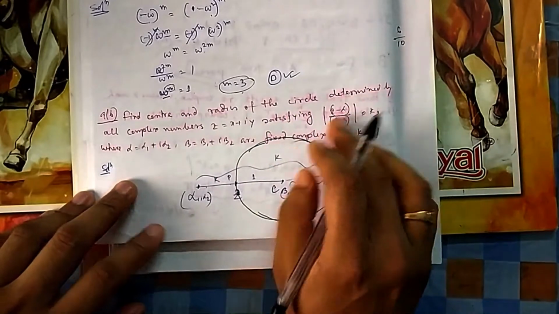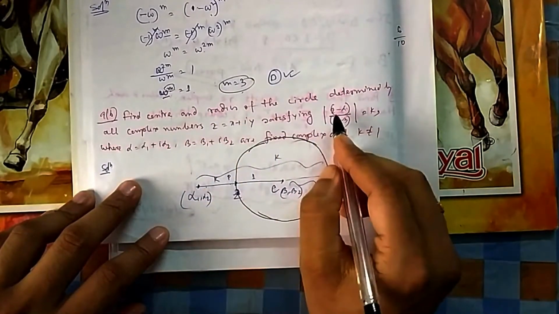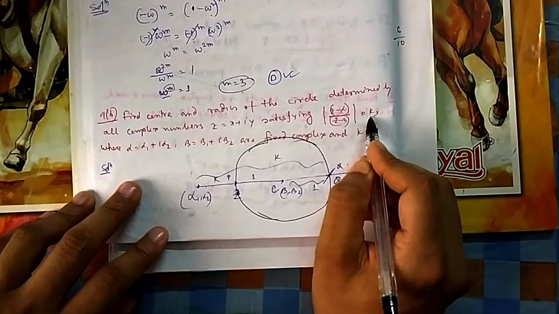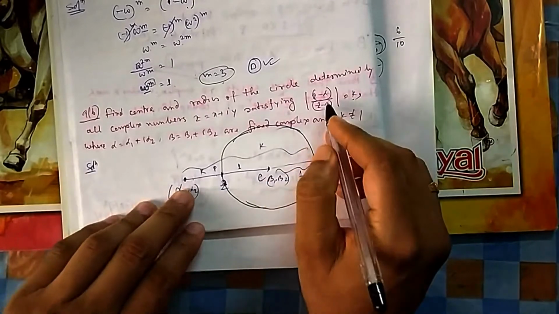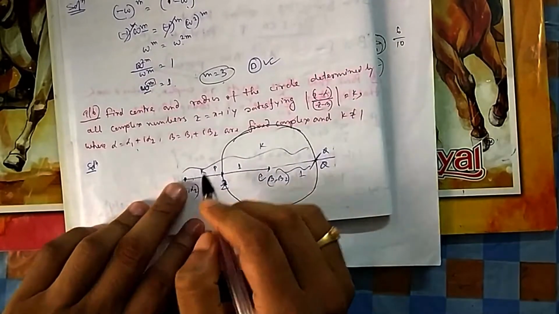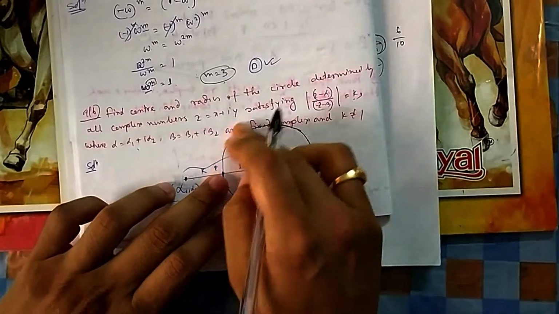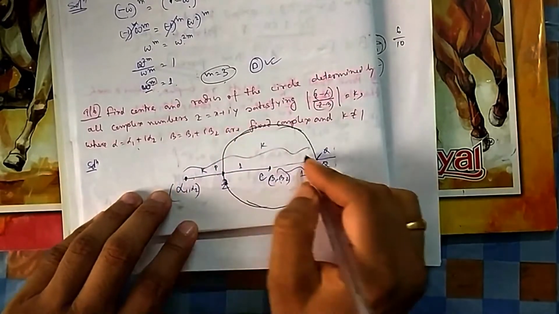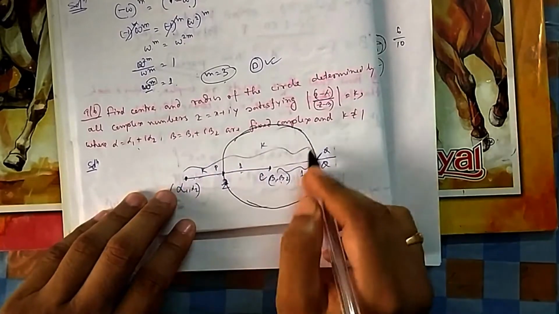This one also we have seen. Find the center and the radius of the circle determined by the complex number z satisfying this one equal to k. We have already seen this one. Suppose this is point alpha 1, alpha 2, and beta 1, beta 2. So one is internal division, one is external division, and this was the ratio, k to 1. This is k, this is 1, or this is k, this is 1.